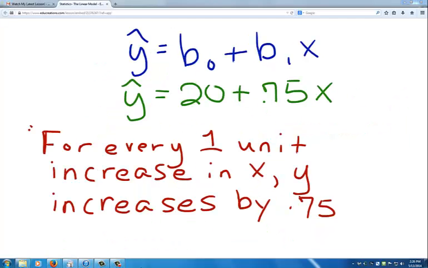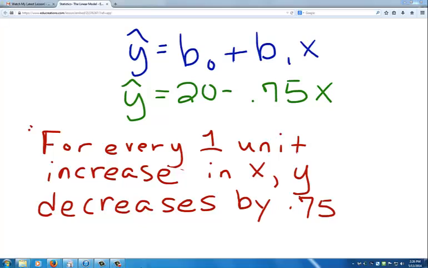Interpreting a linear regression model is pretty straightforward. For example, if we take the model y hat equals 20 plus 0.75x, we can interpret that to mean for every 1 unit increase in x, y increases by 0.75. If we have a linear model y hat equals 20 minus 0.75x, then we can interpret it as for every 1 unit increase in x, y decreases by 0.75.